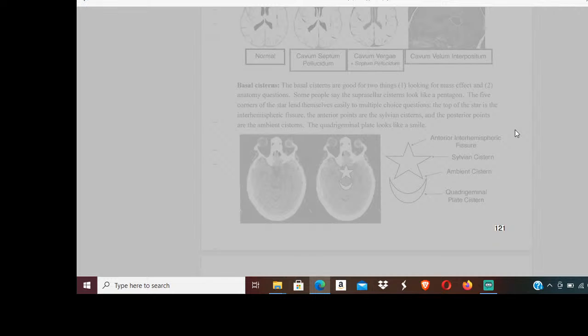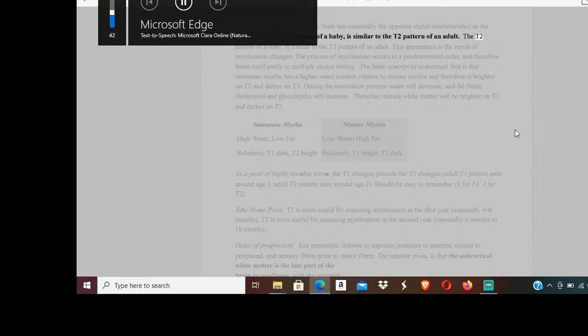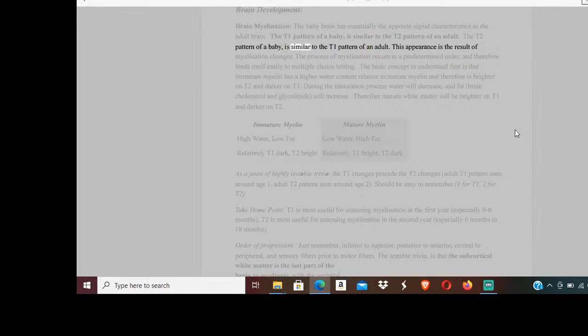121. Brain development. Brain myelination. The baby brain has essentially the opposite signal characteristics as the adult brain. The T1 pattern of a baby is similar to the T2 pattern of an adult. The T2 pattern of a baby is similar to the T1 pattern of an adult. This appearance is the result of myelination changes. The process of myelination occurs in a predetermined order, and therefore lends itself easily to multiple-choice testing.